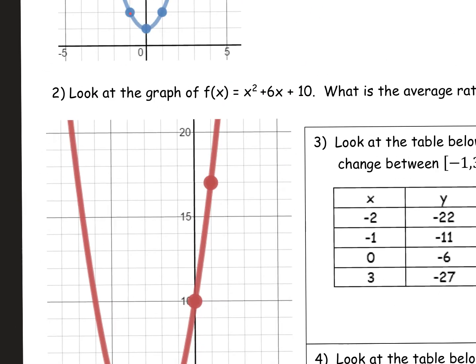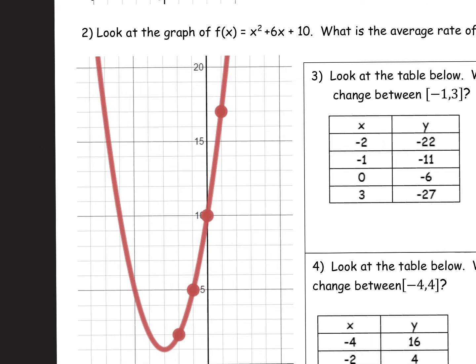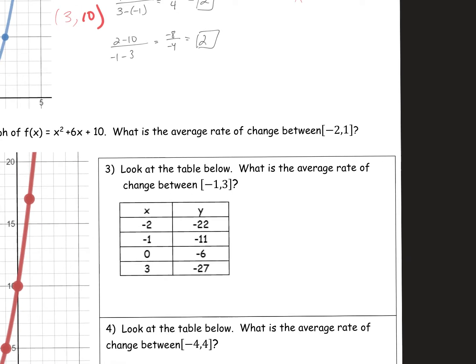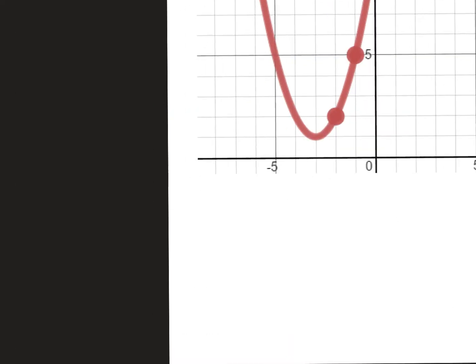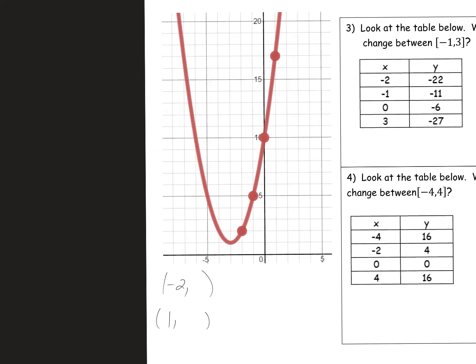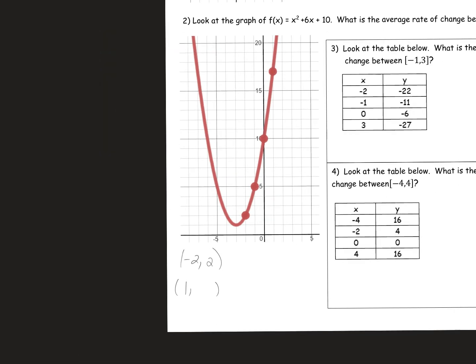All right, let's look at number 2. Same kind of concept, all right? They gave me this function, x squared plus 6x plus 10. And I want to know the average rate of change between -2 on the x-axis and 1. So I know x is -2 and where x is 1. So look at your function. Where x is -2, what is your y value? 2, agreed. All right. And then where x is 1, what is your y value?